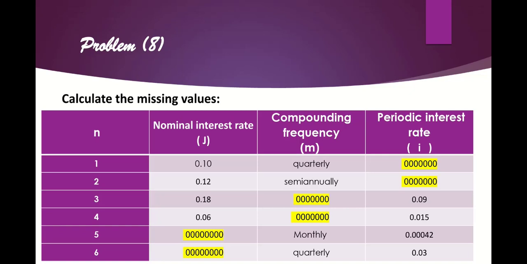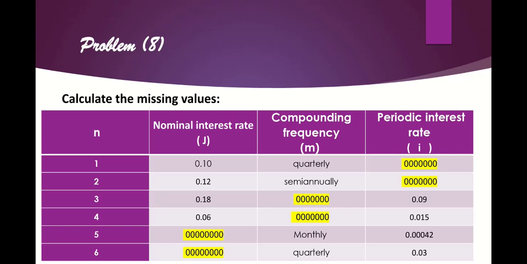Problem number 8. Calculate the missing values. In this example, there are 3 columns. The first column, nominal interest rate, J. The second, compound frequency, M. The third, periodic interest rate, I. So, if we need to calculate any item of the 3 items, we need to know the other 2 items. For number 1 and 2, we need to calculate I. We know that I equals J over M.